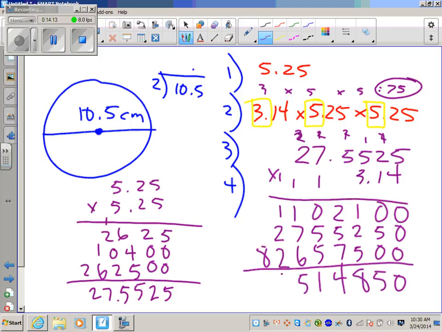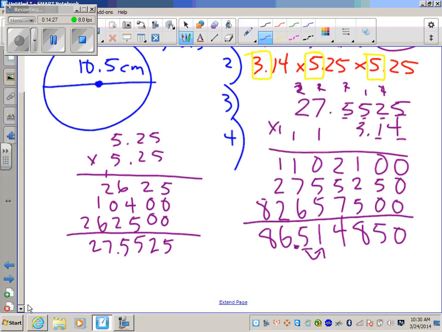Four, 6. How many decimals? 1, 2, 3, 4, 5, 6. 10th place. And that would be centimeters squared.